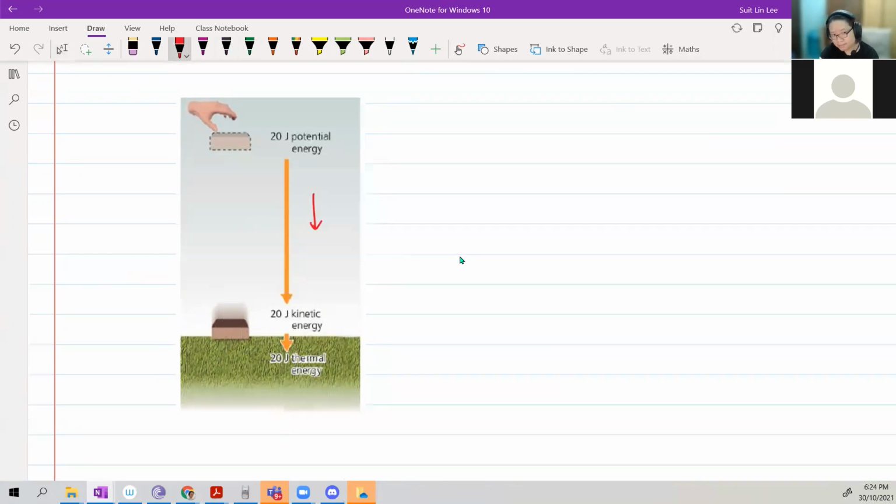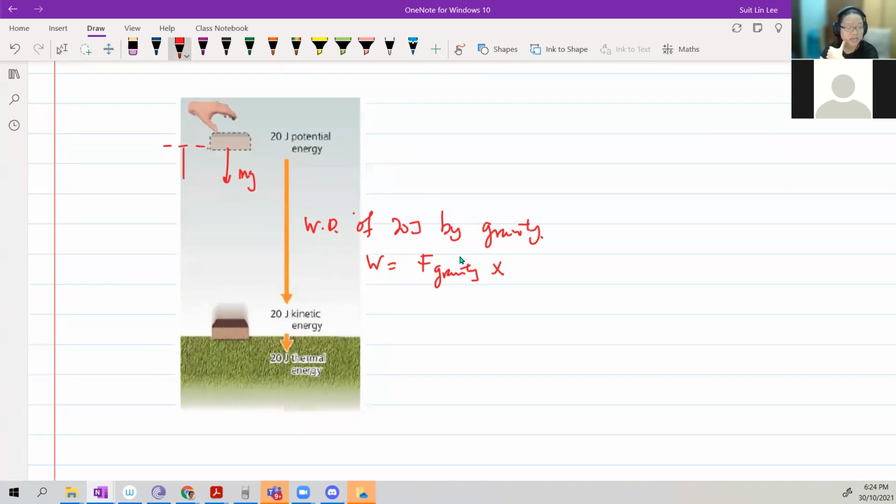You pull down here. What is the force that is acting on this block? Surely it is weight. Gravity is the one that is pulling the block down. So this mg here, right? When we have this energy transfer, here I will write work done of 20 joule by gravity. So this W is actually equal to force of gravity times distance, maybe I call this distance h. So the force of gravity is mg times h.